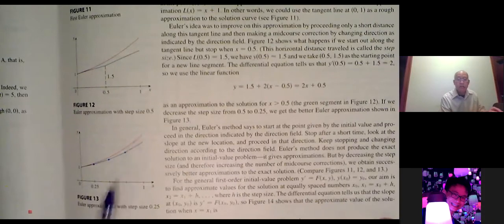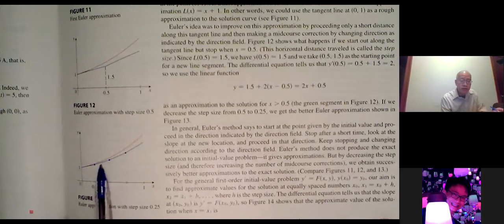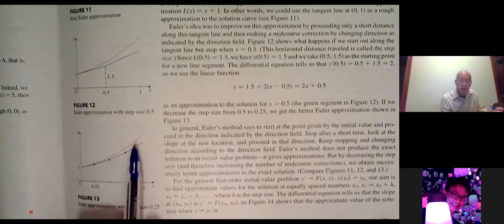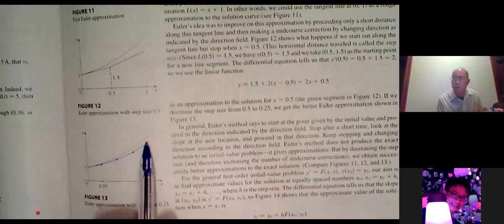So if delta x was 0.00001, you're moving a very small amount and then recalibrating and recalibrating. So it would tend to be a very, very good approximation. Of course, I would never make you do n equal to 1,000,000.